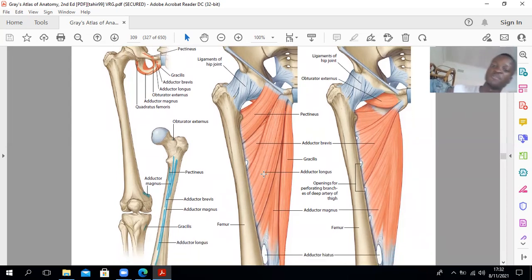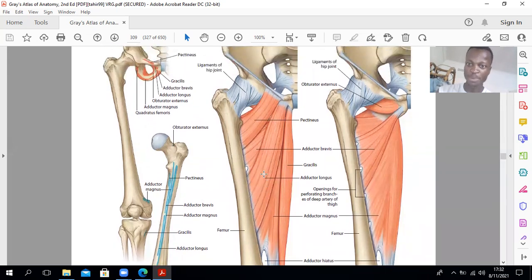Then these muscles are innervated by the obturator nerve. Right. Remember, the obturator nerve was emerging on the medial aspect of the psoas major as a branch of the lumbar plexus, carrying the same nerve roots as the femoral nerve: L2, L3, and L4. Right.